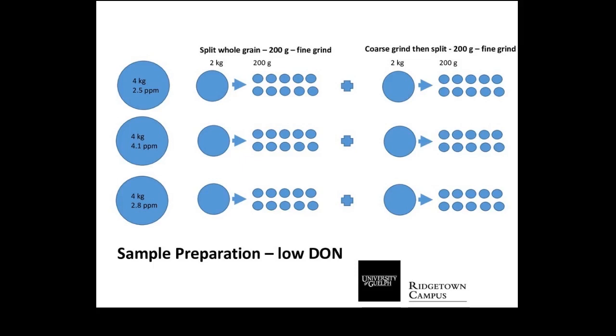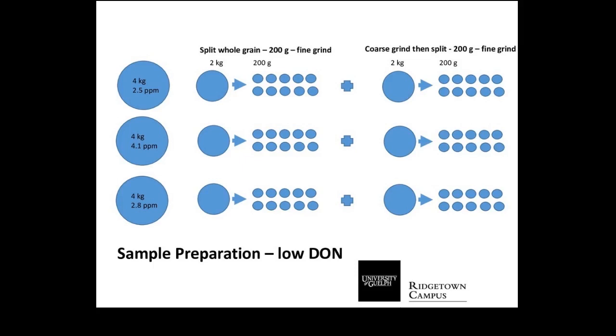And so what we did is we divided that 2 kilogram sample into 10 200 gram samples to represent those smaller samples of whole grain that are taken and then ground. And so the left set of samples are the whole grain split into 200 gram samples and then finely ground, and then the test is run.